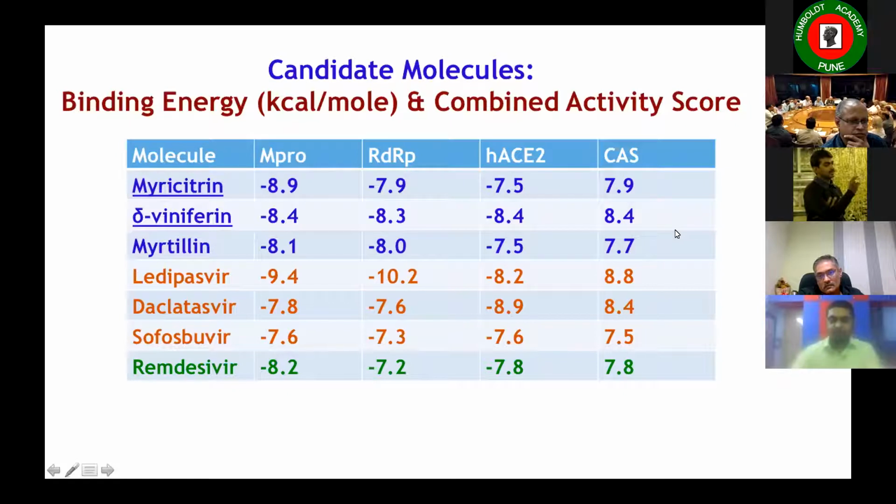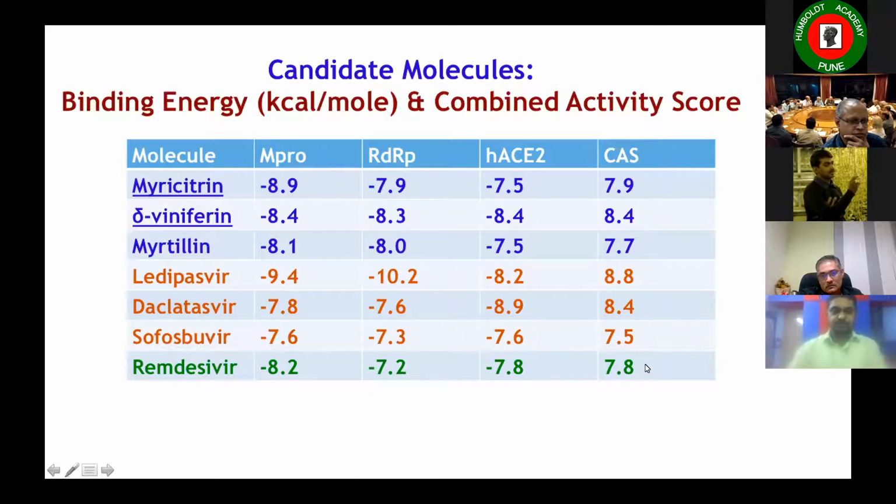Since this ACE2 receptor is the entry point, we weighted it 60%, and 20% to MPRO and 20% to RDRPs. And if you see these scores, the CAS, the combined activity score, we identified that these molecules, firstly 3 molecules, myricitrine for example, delta viniferin and meritylene, are actually much better than or equivalent to the remdesivir, as well as the known antivirals like ledipasvir, daclatasvir, as well as sofosbuvir, which are equivalent or even higher than the remdesivir.